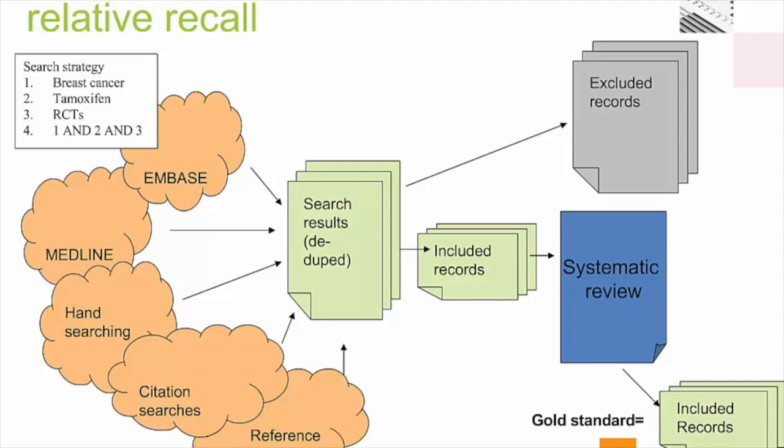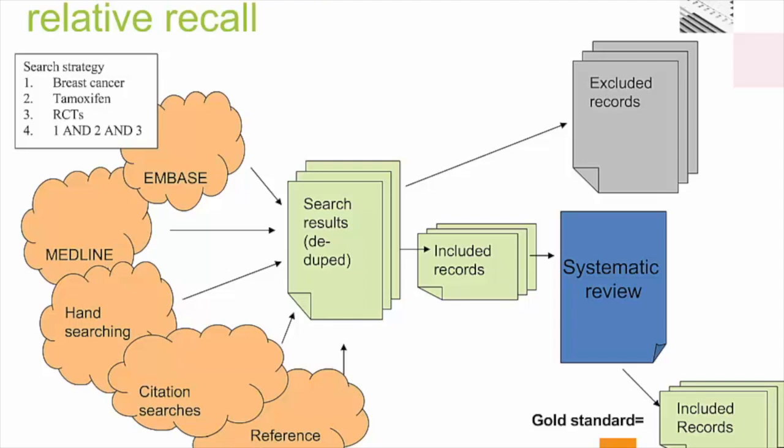And what we have down in the bottom right hand corner is a quasi-gold standard made up of the records that were eligible for that systematic review. So the gold standard is only known at the end of the systematic review, and is really only as good as the searches that have been carried out to inform the systematic review.